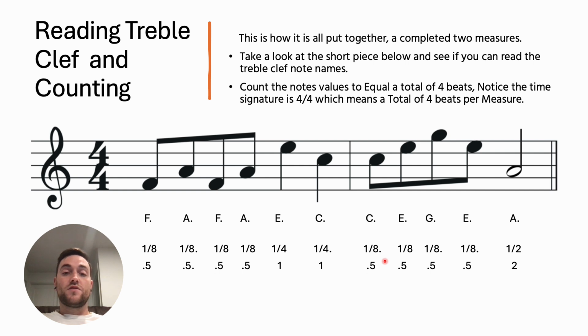Notice the time signature is 4/4, which means a total of 4 beats per measure. Very simple. This is common time. This is something you're going to see a lot. This 2/4 is another one, and 3/4 is another one. So 2/4 would just basically be a total value of 2 quarter notes per measure. Does that make sense? And then 3/4 would be 3 per measure.